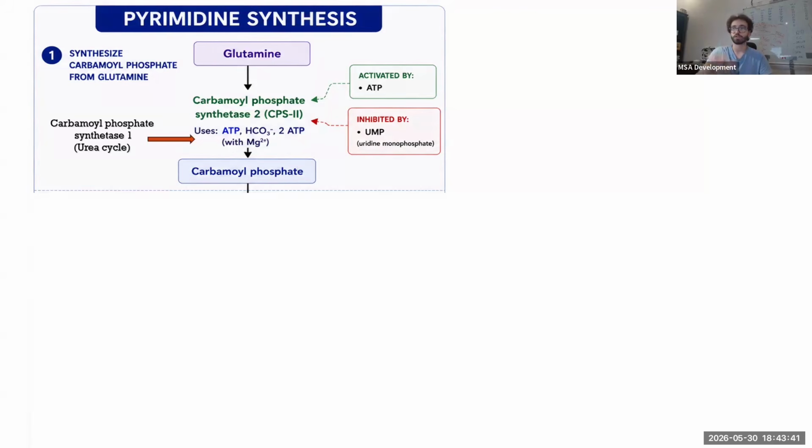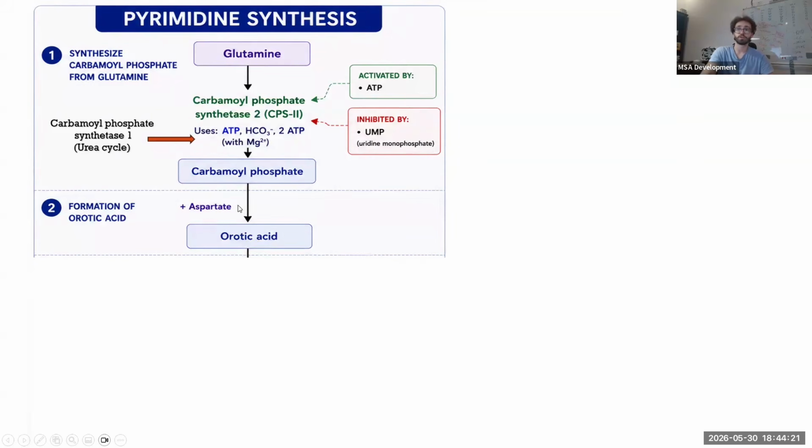The bell that should be rung by this is that carbamoyl phosphate is involved in the urea cycle. We said in the urea cycle we start with ammonia, and through carbamoyl phosphate synthetase 1 we get carbamoyl phosphate. But here it's different. See this X? This is a different enzyme. Carbamoyl phosphate synthetase 2 takes glutamine and changes it to carbamoyl phosphate. Okay? Carbamoyl phosphate synthetase 2, which is the regulated rate-limiting step, is activated by ATP and inhibited by what? Logically, uridine monophosphate, since it's the end product.